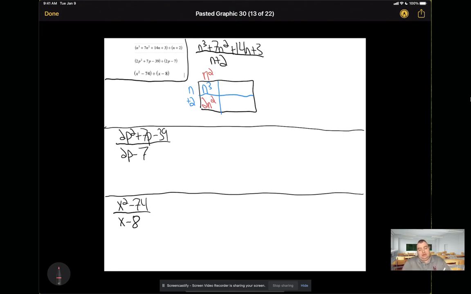Okay, now I'm going to go to my diagonal. And what I need to do is, what's my next term? My next term here is 7n squared. So the question is, what do I need to add to 2n squared to get to 7n squared? So I need to add 5n squared. 2 plus 5 is 7, so 5n squared.